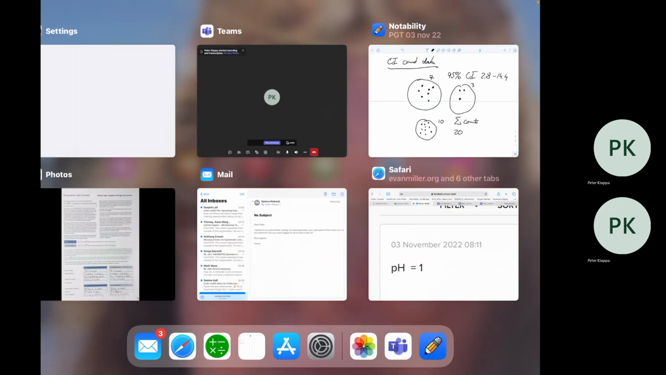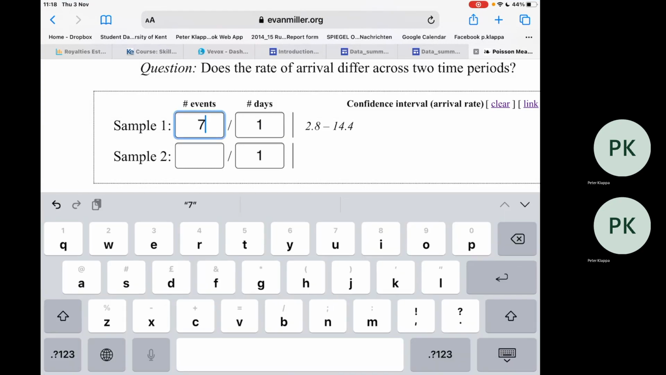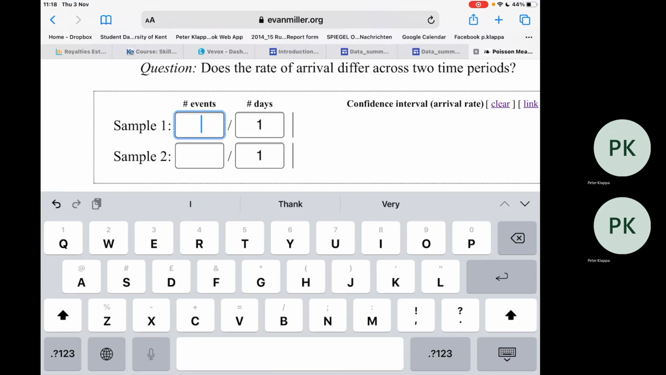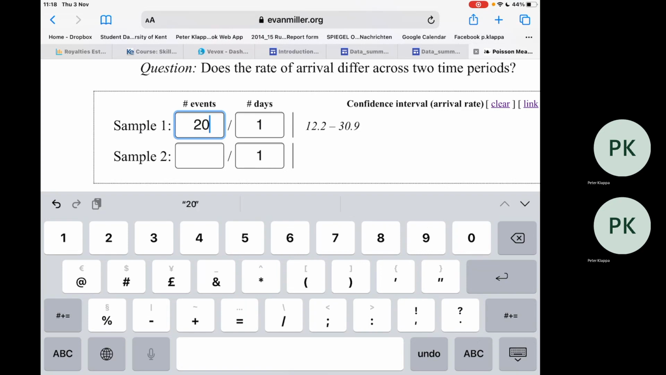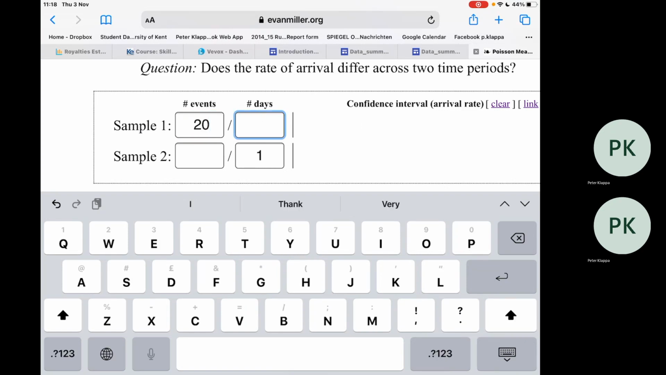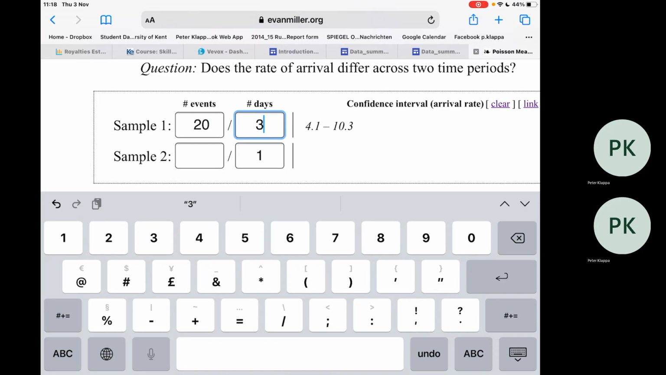So for our calculator, we would put in 20 colonies on 3 plates, and we get a confidence interval of 4.1 to 10.3. Make sense? How this is calculated, don't worry too much. We would have to go into a lot of distributions and things like that, and I don't think it is worth discussing it. This is for count data.